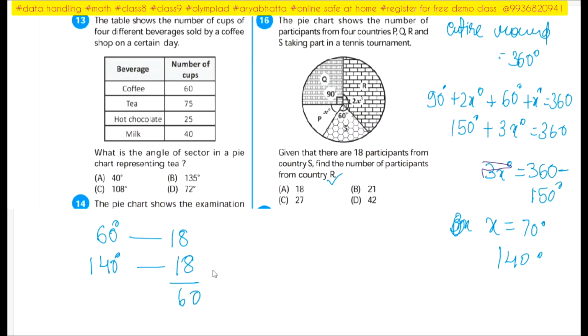18 by 60 into 140, right? So it will be 3 times. So tell me 14 into 3, or I can say 12, 142. So 42 will be the answer.